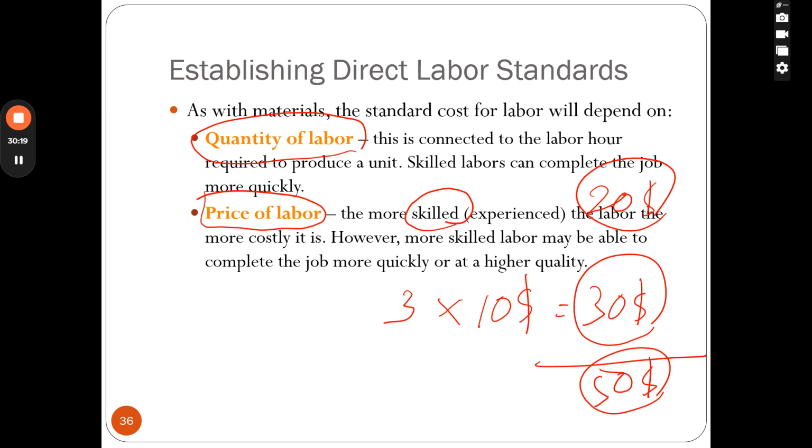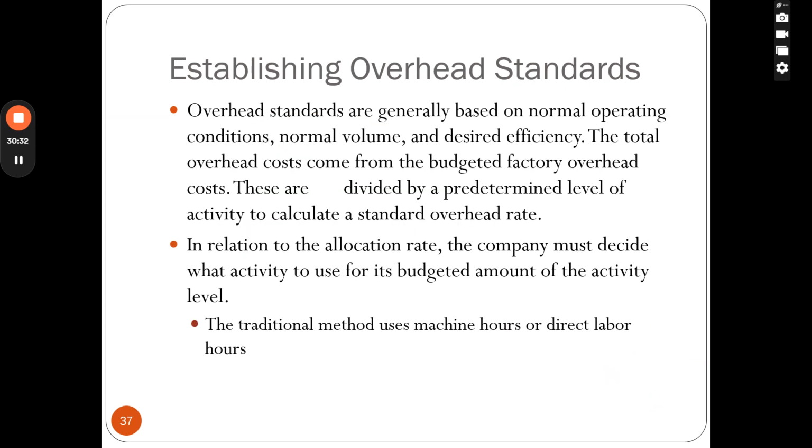But this is not enough. We have to also allocate the overhead cost. The allocation of overhead cost we discussed in detail in section D, and that also we have to consider, establishing overhead standards. So overhead standards are generally based on normal operating conditions, normal volume, and desired efficiency. So we know that the total overhead cost comes from budgeted factory overhead cost. So you will have a budgeted factory overhead cost, right? That is the total cost of overheads.